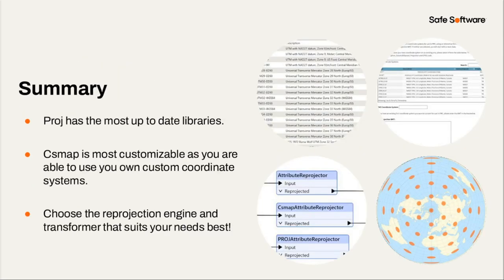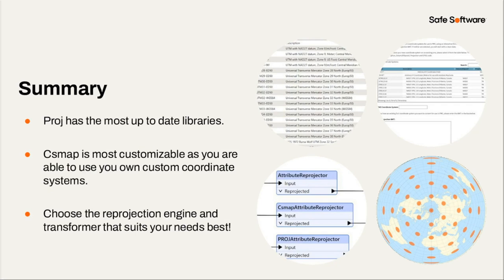Yeah, just to summarize again, Proj has the most up-to-date libraries. If you are looking for new coordinate systems or just a wider variety of coordinate systems, then Proj might be the right place to look if you can't find the right coordinate system that you're looking for.